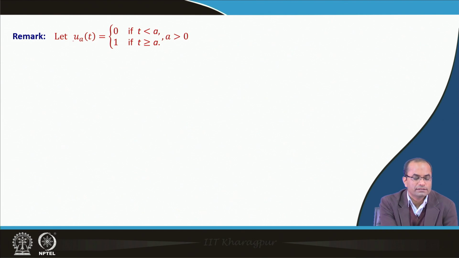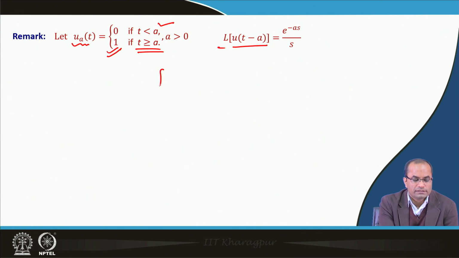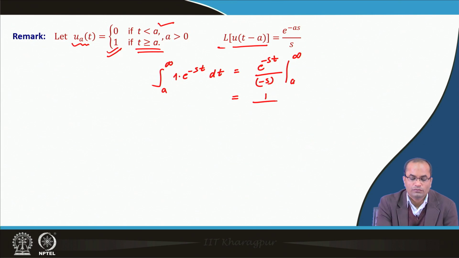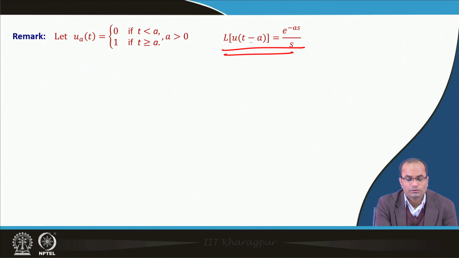We have already considered the Heaviside function, which is defined as 0 whenever t is less than a, and 1 when t is greater than or equal to a. And we computed earlier the Laplace transform of u(t minus a). In this case it is integrated just from a to infinity, where the function is 1, so we have the integral of e to the power minus st dt, which gives e to the power minus st over minus s from a to infinity. It goes to 0 at infinity, so we get 1 over s times e to the power minus as. That is the Laplace transform of the Heaviside function u(t minus a), which we sometimes denote u_a(t), whichever way.